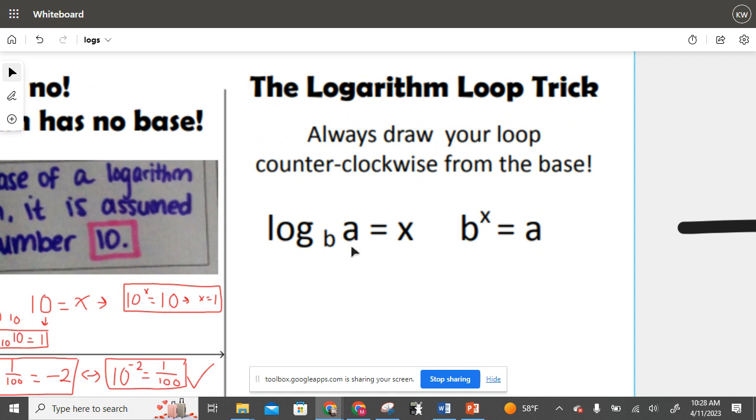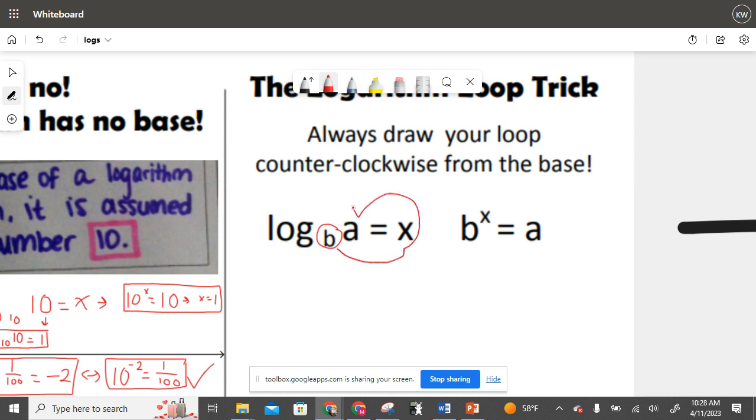All right, we have a little trick to help you recognize how things go, okay? When you go from log form to exponential form, it's important to know that this just goes in a loop counterclockwise from your base, okay? So, first, if it's in log form, identify your base. Here's your base, B. Your base B to the X gives you A. Just like over here, B to the X gives you A.